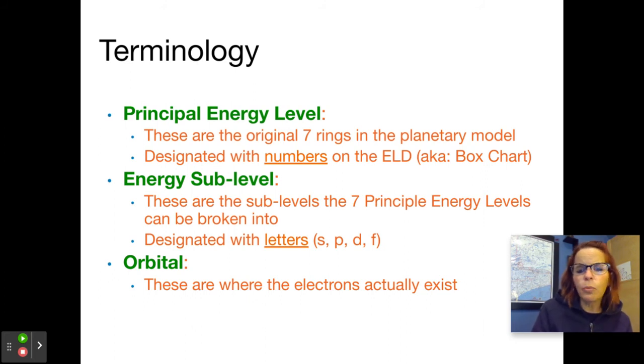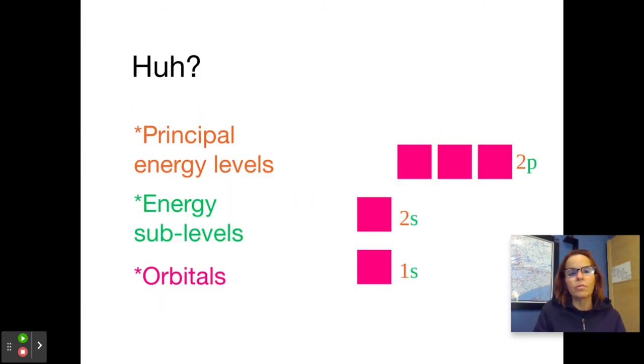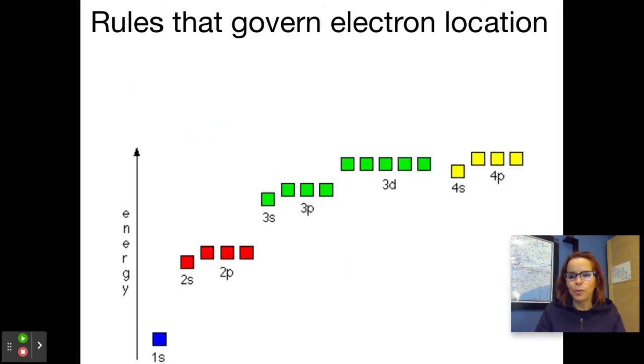And then the orbitals are where the electrons actually exist, and they're designated with the boxes. So that's where my name box chart comes from. So we'll see those all over the box chart. Okay, so on this slide here, the colors matter. So the principal energy levels are designated with orange. So 1, 2, those are the principal energy levels. Those are the rings that Bohr had. The sub-levels are the letters. So S, P, D, F. This is truncated. It's smaller. You don't know all of the letters. And then the orbitals are these pink boxes. Those are the words that we're going to be using as we go.